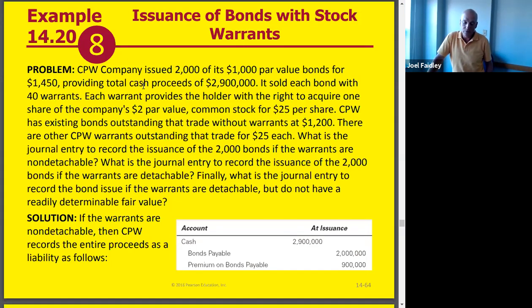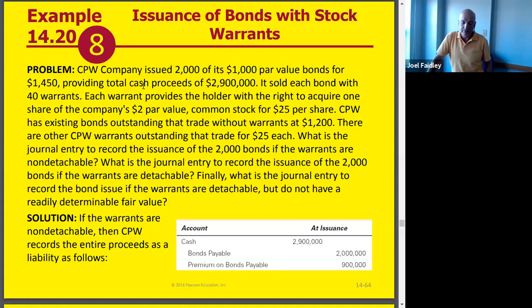And it says, well, each warrant provides the holder with the right to acquire one share of the company's par value stock for $25 a share. They have existing bonds outstanding that trade without warrants at $1,200. They're telling you the fair value of something trading right now. That's important.